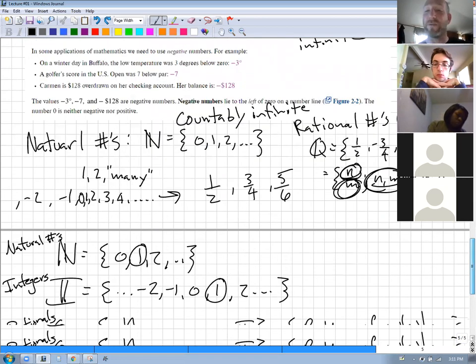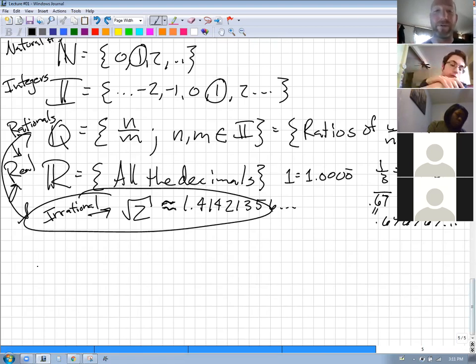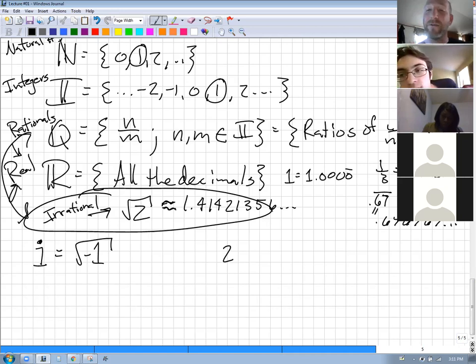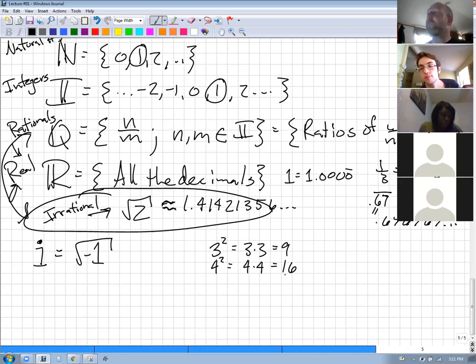What's really cool, though, is we have imaginary numbers. We use the letter i to represent the square root of -1, which is a strange idea because square root is the opposite of squaring. So if you square something, let's say 3 squared, that means 3 times 3, which is 9. 4 squared, to square something means multiply it by itself, okay?